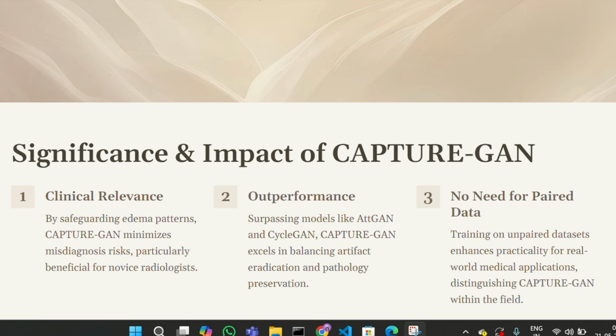Overall, Capture GAN is an elegant solution to a real world problem, combining the strengths of unsupervised learning with domain specific constraints to improve the safety and reliability of AI enhanced medical imaging.